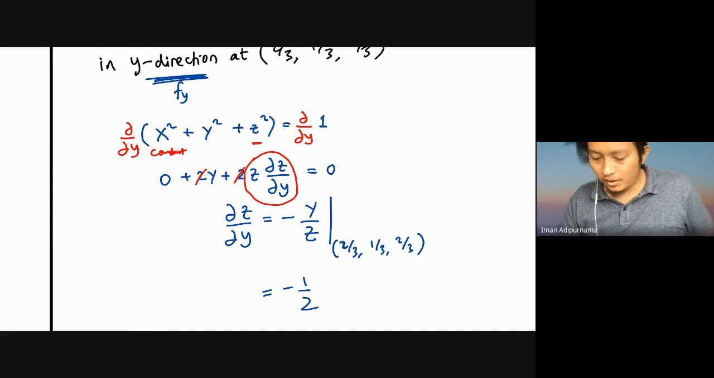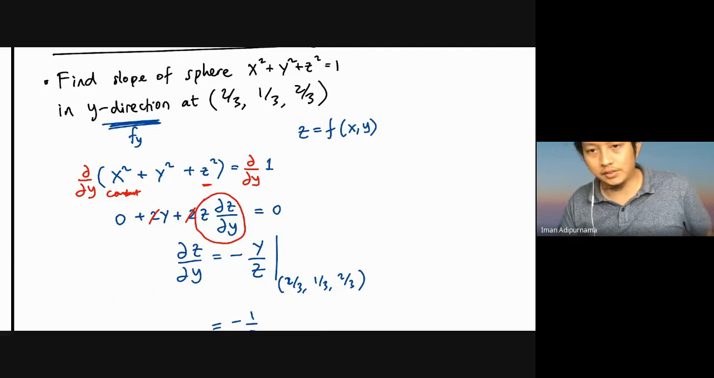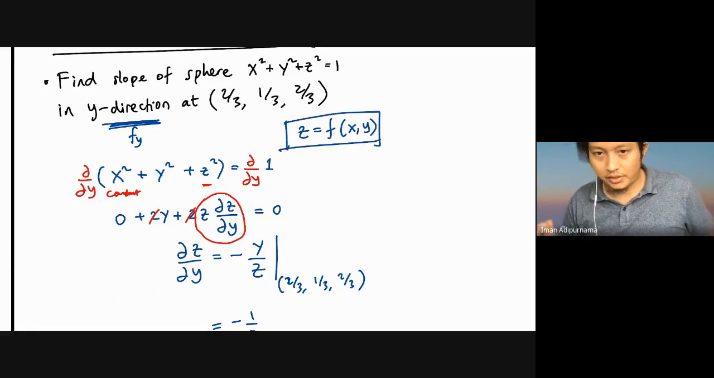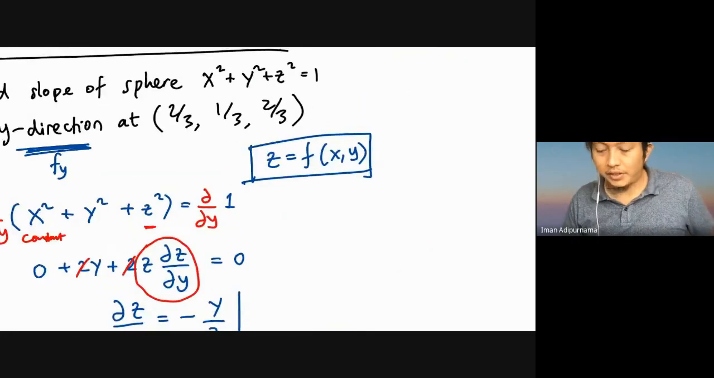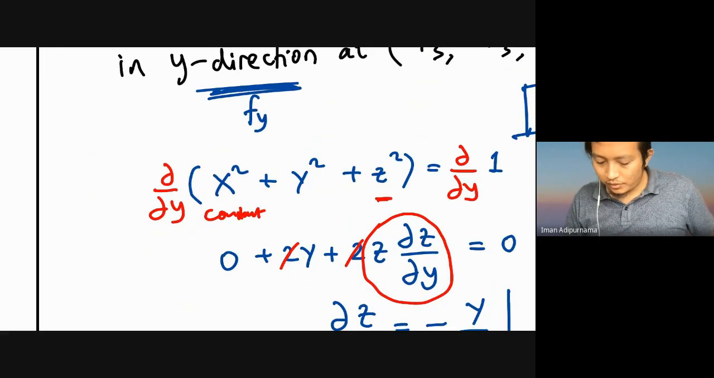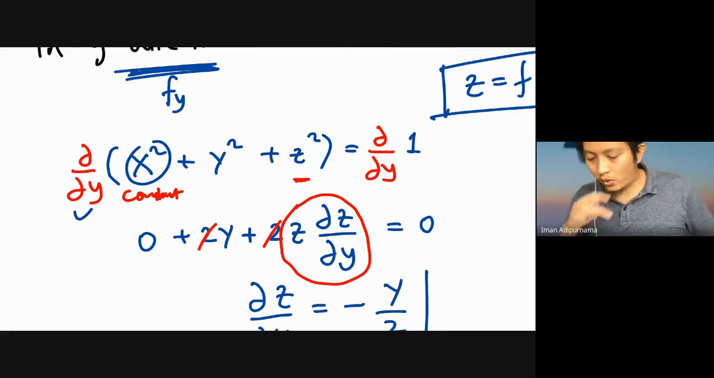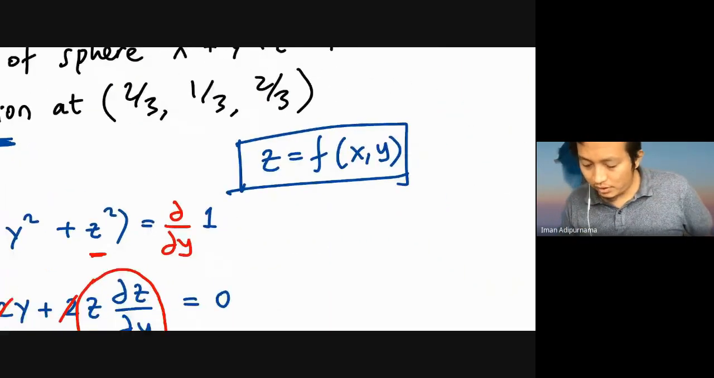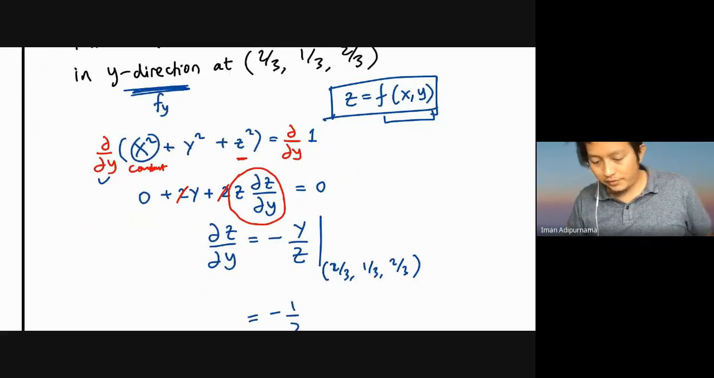And here, why do we need to make the z in terms of dz/dy? Because we define z in terms of x and y as a function. Okay, this is important for your concept. Here, you define y as a function of x. And here, you define z as a function of x, y. So when you implicitly differentiate with partial derivatives, here you are differentiating with respect to y. So the x will be a constant. And y, we differentiate y. And z, we can also differentiate z because z has the variable y inside. I hope you understand this part of implicit differentiation for a partial.